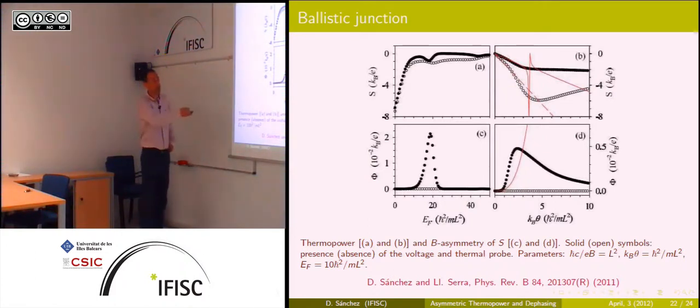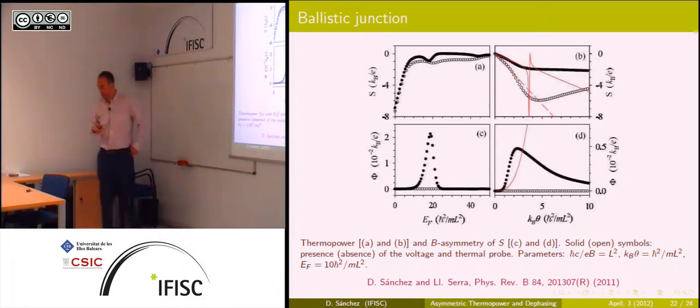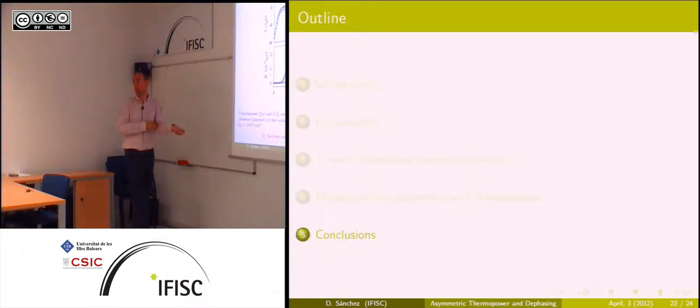And here we have the asymmetry as a function of temperature. Okay, it also shows a maximum, and here this is an analytical fitting, which shows that the asymmetry goes as temperature to some power. Okay, but you see, in the absence of inelastic processes, the asymmetry is always zero, independently of temperature.